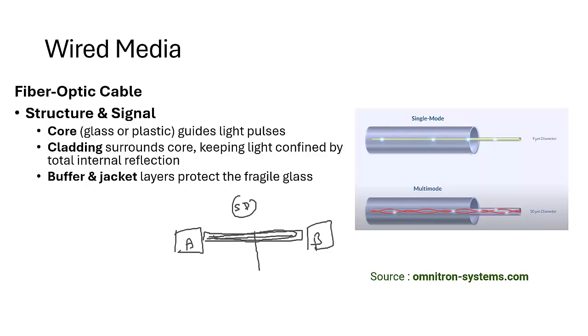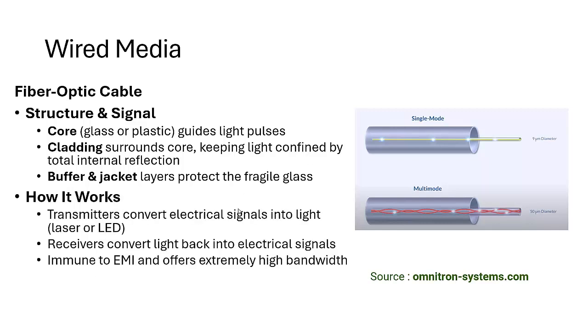Now fiber optic cable is of two types, single mode and multi-mode. In single mode, we have a single frequency by which we send the data. In multi-mode, we use multiple frequencies by which we send the data. Nowadays multi-mode is basically used to carry the data. They transmit the electrical signal as light signals, and the receiver converts the light back to electrical signals, and it is immune to EMI and offers extremely high bandwidth.